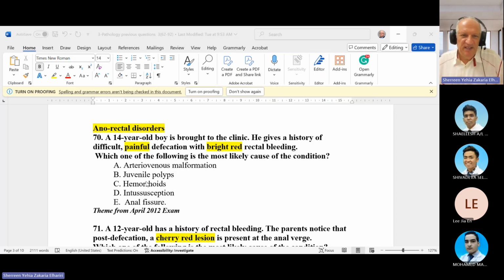If you go one by one, vascular malformation usually occurs in old age, and you have something called angiodysplasia, which occurs after the age of 70. So it does not occur in the young. Juvenile polyp, you see the polyp. Hemorrhoid is a hemorrhoid. It can give the same picture, but you see the swelling. Intussusception gives a different color. We call it red currant jelly. So the only painful bright red bleeding is anal fissure.